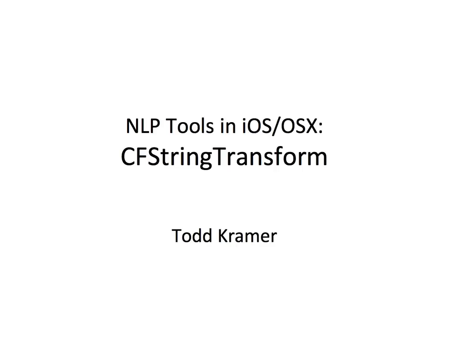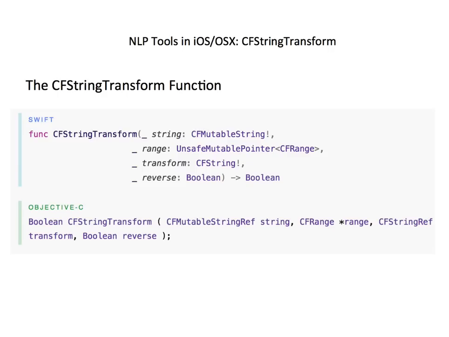Okay, let's take a look at the CFStringTransform function. It takes a mutable string to transform, a range, a transform type string, and since most of the transformations are reversible, a bool indicating whether you want the original transform or its inverse. The function performs an in-place transformation, meaning that you will need to pass in a copy of the string you are transforming if you want to have both the original and the transformed versions of the string.